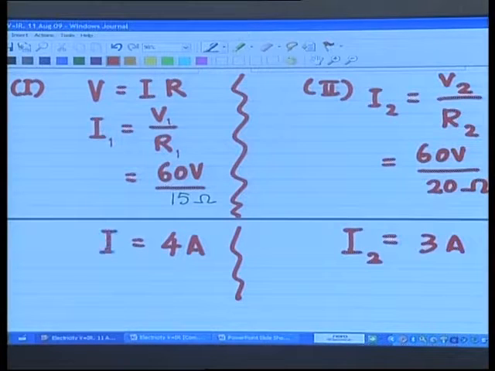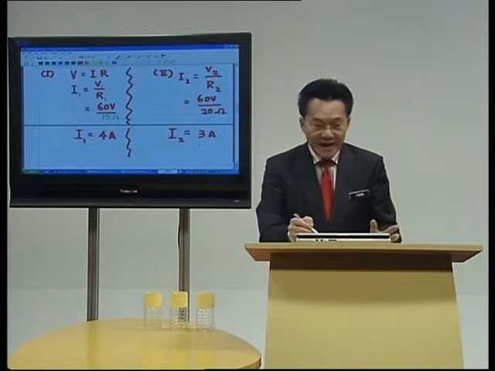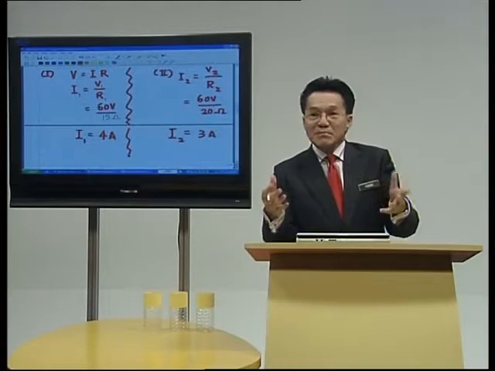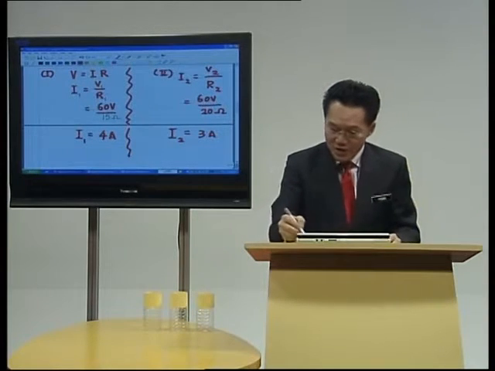This is I1. So, on the left and on the right-hand side, what has happened to the electric current? What has happened to the ammeter reading? Look at the answers again.